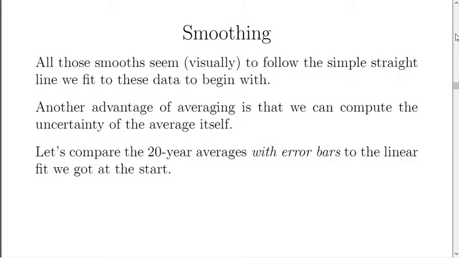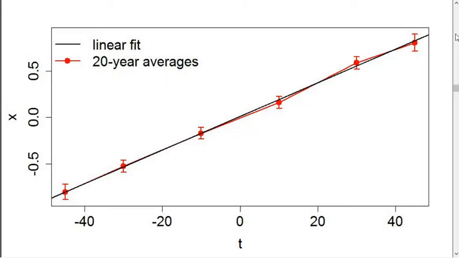Then let's plot the averages with their error bars and compare that to the linear regression fit we got at the start. We see that the linear regression fit, the straight line model, falls within the error range for each 20-year average in every case. Even when the model is exactly correct, it won't be the case all the time, because let's face it, a 95% confidence error bar is not going to include the true value about 5% of the time. But in this particular case, it does in every one of the averaging intervals.